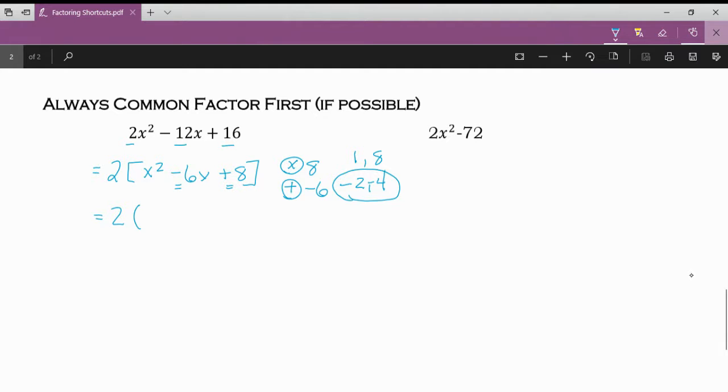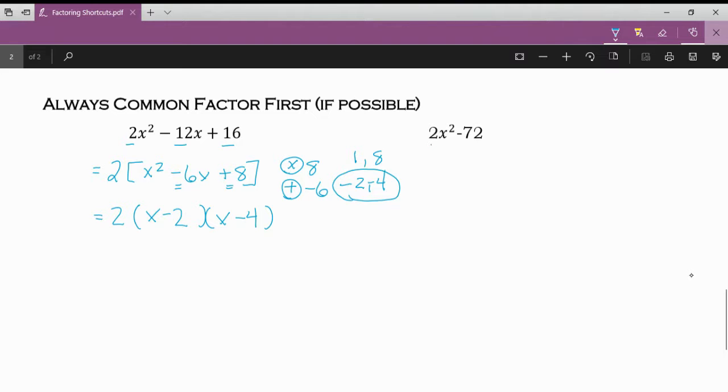So we are going to open up two sets of brackets, and we're going to have x minus 2 in the first bracket and x minus 4 in the second bracket. And the 2 that we factored out does stay in front. So don't forget to keep that 2 in front.